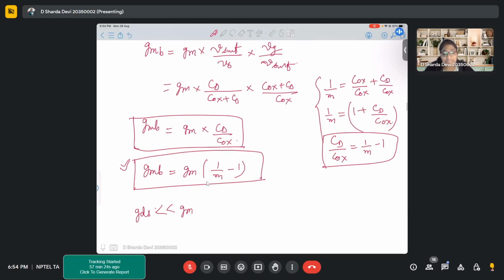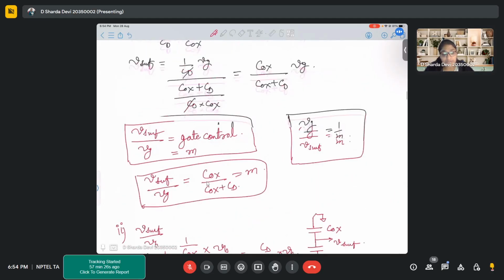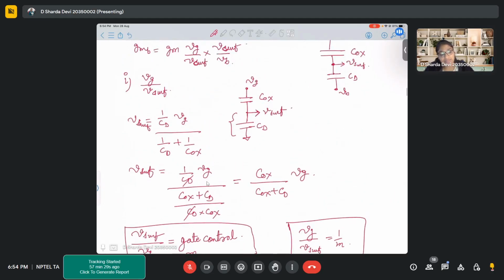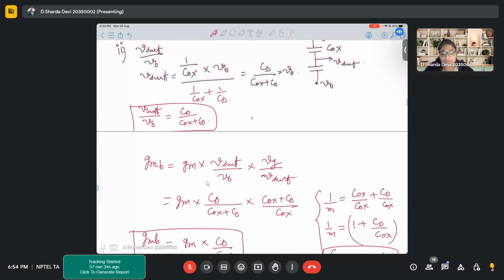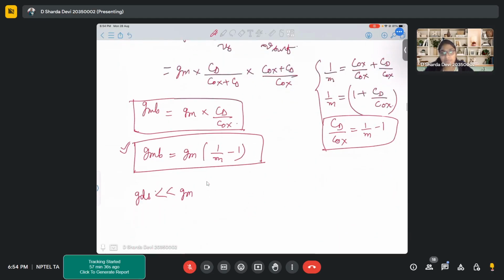So if there is any, we always have to consider the case. Just in case your source and body are not shorted, then you will see a significant difference in your results because of these effects, like because of this GMB. And then your CSB will also come into picture. So all those factors will also come into picture. So just keep in mind that GMB is not very small and it is a considerable amount. So you have to consider GMB. It is not as small as GDS.